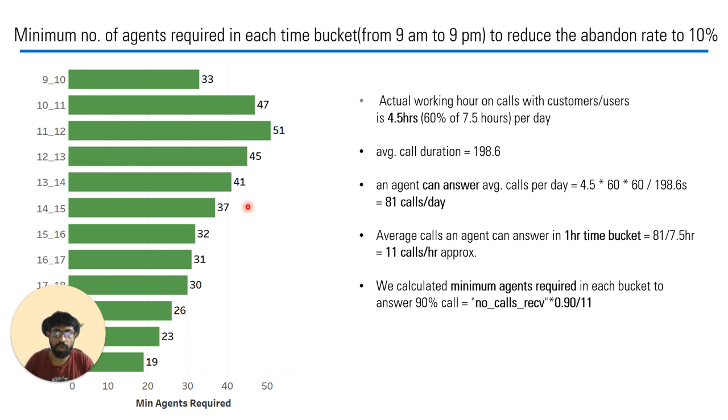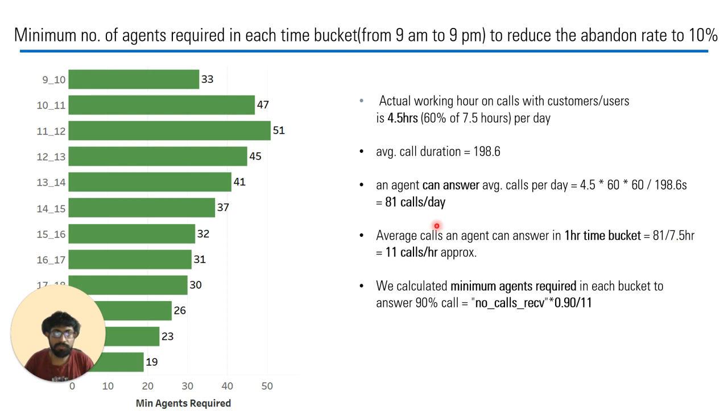found by taking the average of all calls, and we calculated the average number of calls an agent can answer in one day by dividing by the 198.6 average call duration, and then we calculated the average number of calls an agent can pick in each time bucket. We found that it is 11 calls. We divided the number of calls an agent can pick per day, that is 81, by the working hours of an agent, that is 7.5 hours.